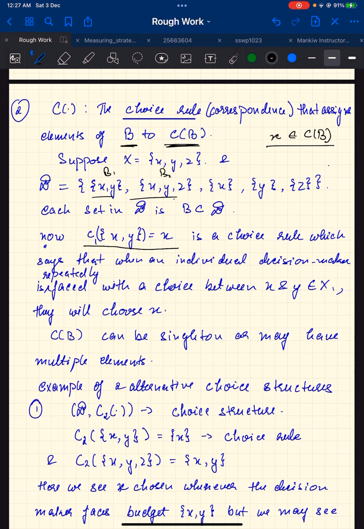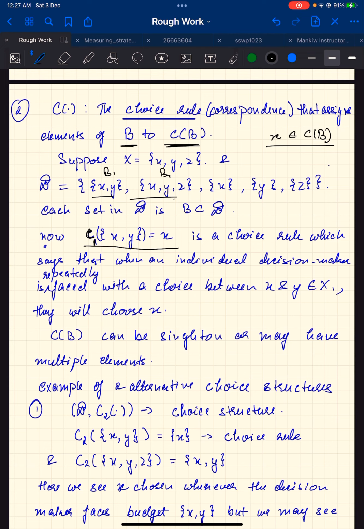So a choice rule C assigns elements of the budget set to the choice set of B. So what we are saying essentially here is when an individual is faced with a choice between X and Y, the individual chooses X. Now C of B could be a singleton or could have many elements.